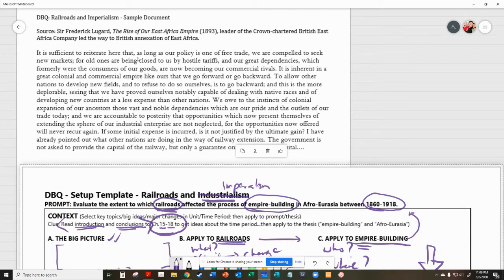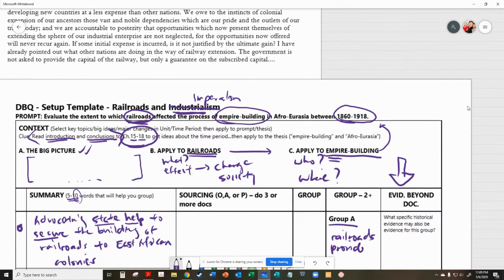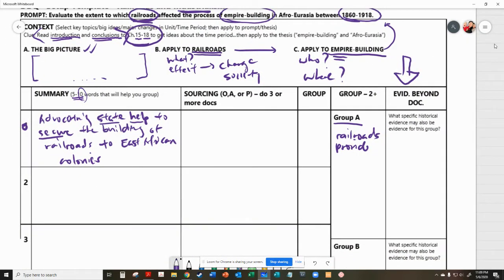This is a way to generate and to seek new markets, for instance, against other rivals and so forth. But either way, railroads provide access to, in this case, new colonies. Okay, that could be a possible way to group this, and you'll probably find documents that are similar to this. So again, what is the process of empire building and railroads? How do they affect it? Railroads provide access to new, sometimes far away colonies as well. And that's what you want to do: see if any of the other summaries will match up with this particular grouping.